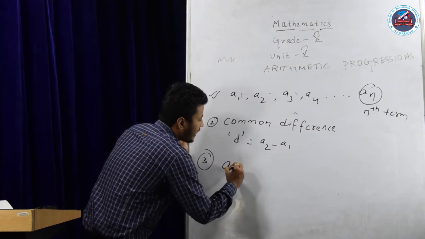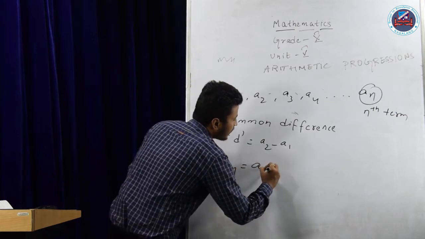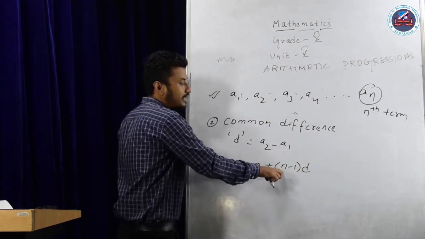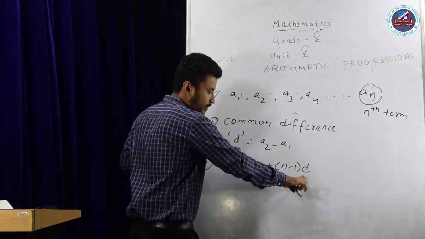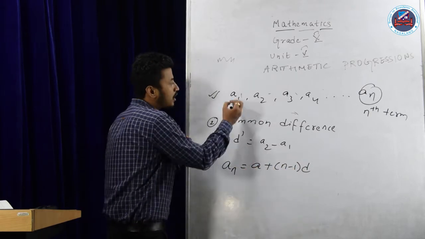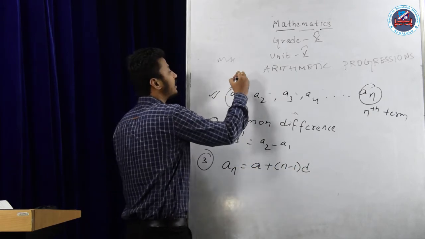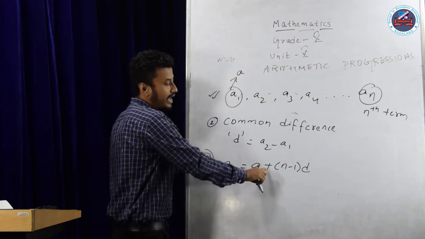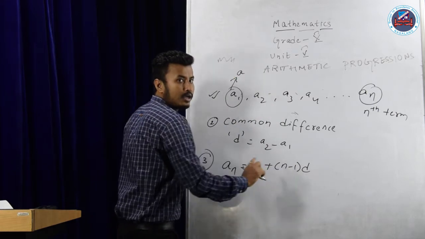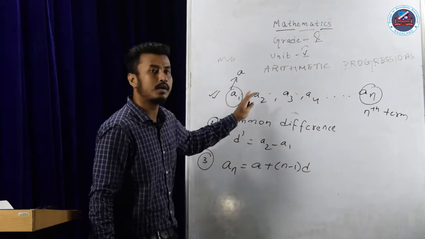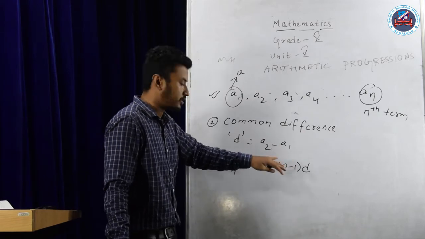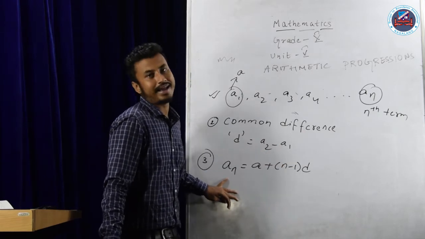The third one is how to find out the nth term. Nth term, AN, is given by the formula A plus (n minus 1) D, where n is the number of terms, D is the common difference, and A represents the first term. This A1 can also be written as A, the first term. So AN is represented by A plus (n minus 1) D. So three things here. First thing, what are terms, you understood? Second thing, what is the common difference, you understood? Third thing, how to find the nth term.